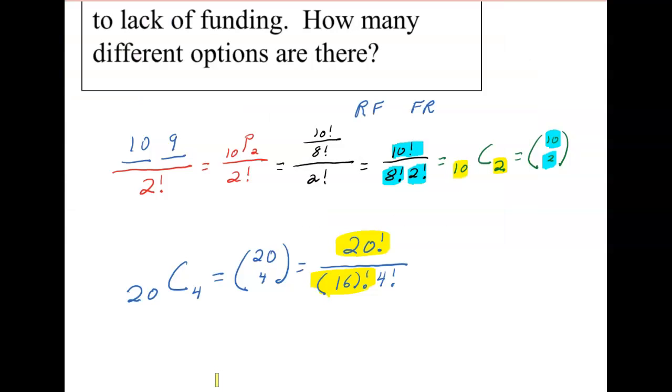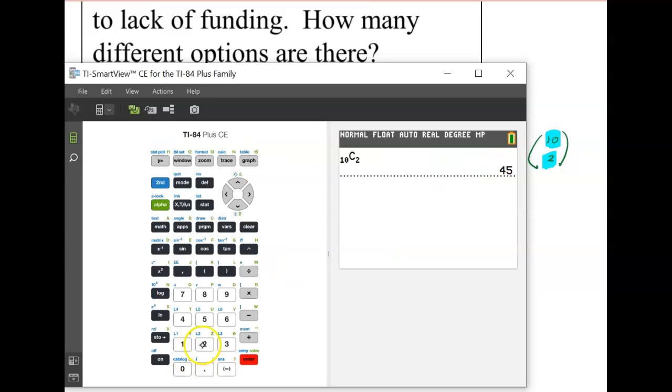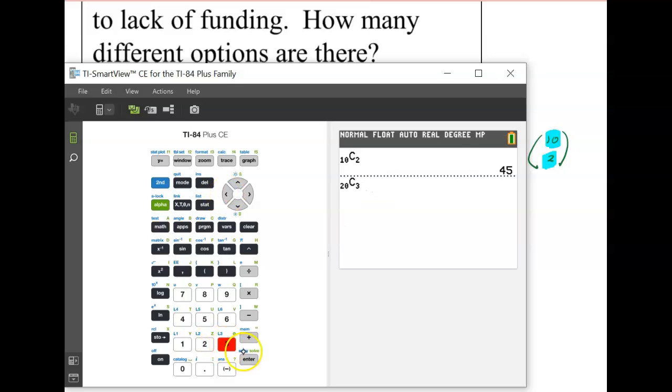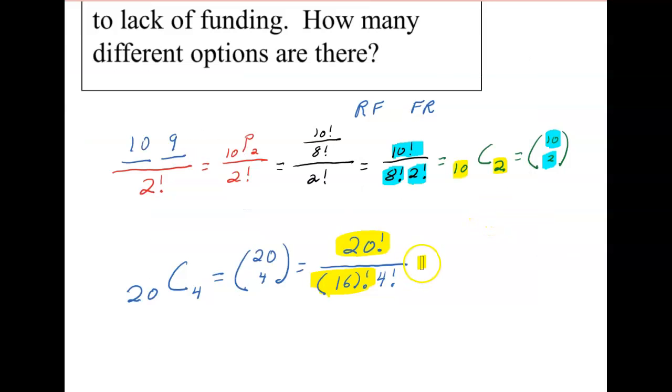So if you want to do the problem on the screen, 20 choose 4, Ms. Gilbert and I are perfectly fine for you to use your calculator and do 20, math, move over to probability, and press number 3, choose, and we wanted to choose 4. So 20 choose 4 is 4,845.